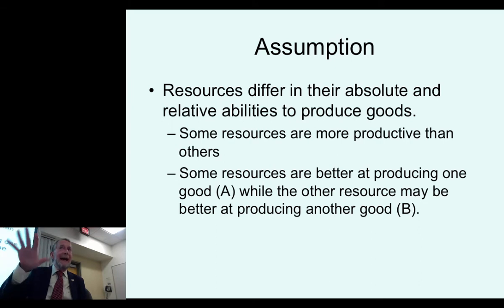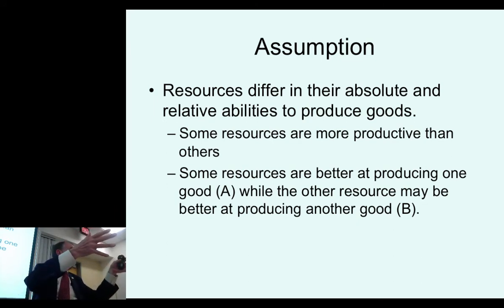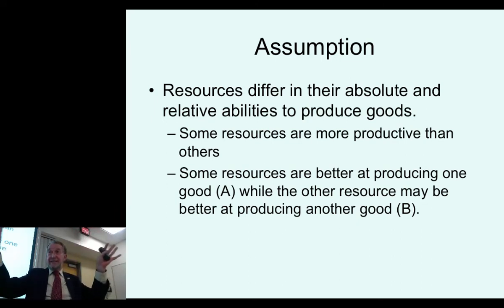Y'all with me? Absolute means per time period. So an absolute advantage would mean you can type 20 papers in a day and I can only type 15. So in terms of output per time period, you have an absolute advantage. Everybody with me? That's absolute advantage.